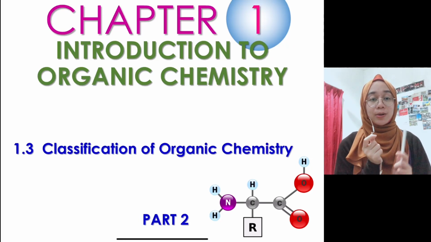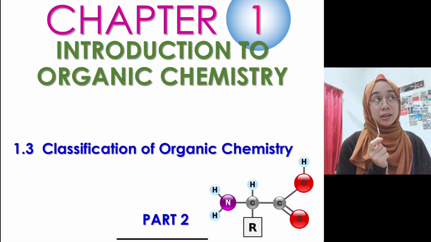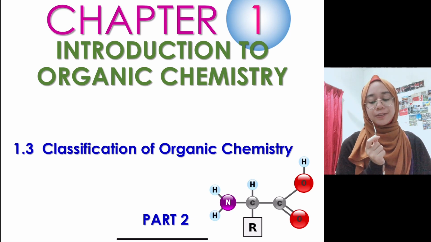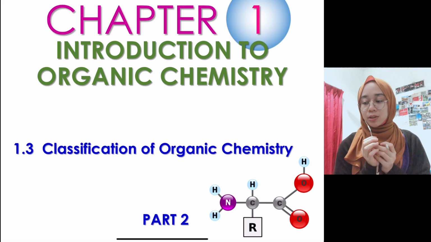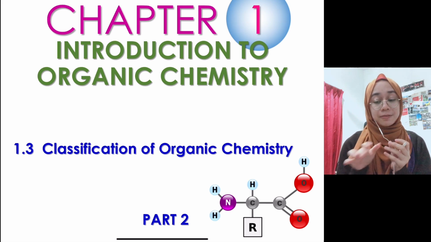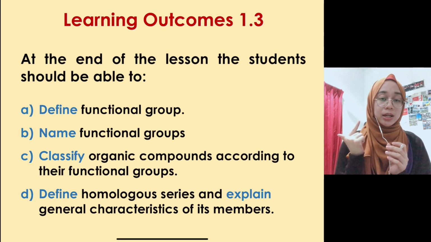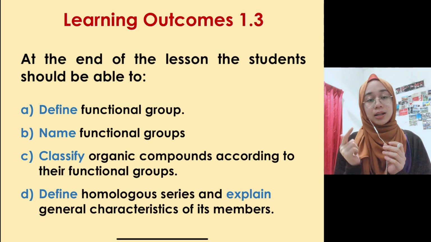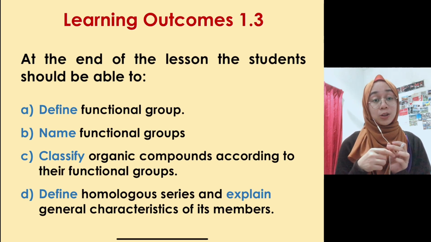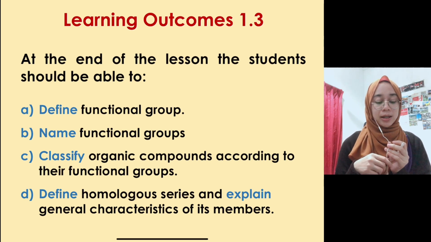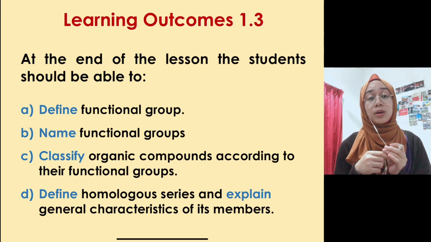So today we are going into the subtopic 1.3, classification of organic chemistry. So let's have a look at the learning outcome first. By the end of this lesson you should be able to define functional group, name the functional groups, classify organic compounds according to their functional group, and then lastly we're going to learn about the homologous series.